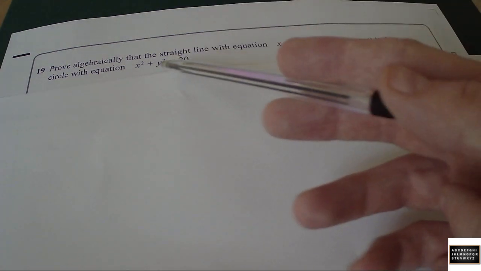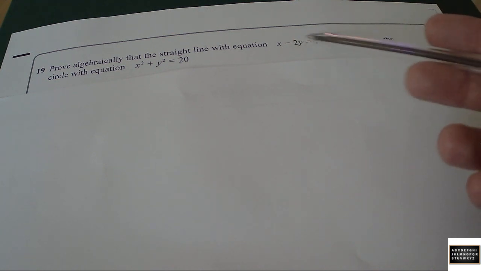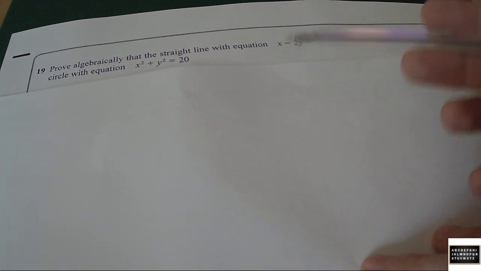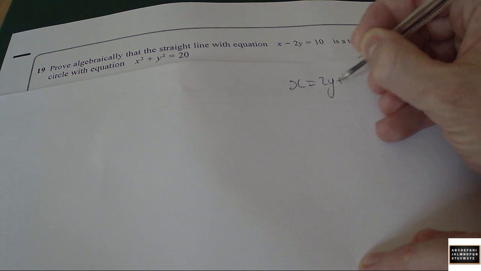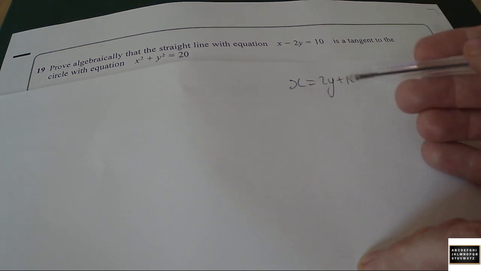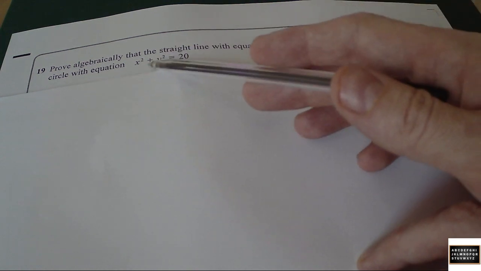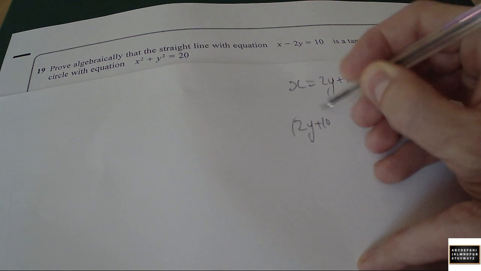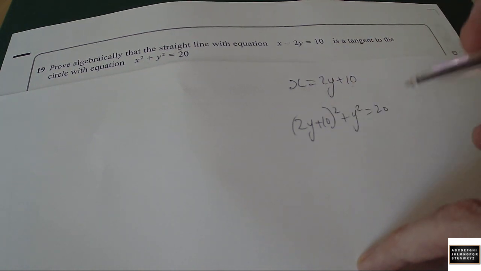So this is the circle here, x squared plus y squared equals 20, and here's the tangent line, x minus 2y equals 10. First of all, we start by writing this as a simple linear equation with x as the subject of the formula, so x is 2y plus 10, and then we substitute 2y plus 10 in for x in the x squared section. So I'm going to put (2y plus 10) all squared plus y squared equals 20. That's what I'm going to work through here.